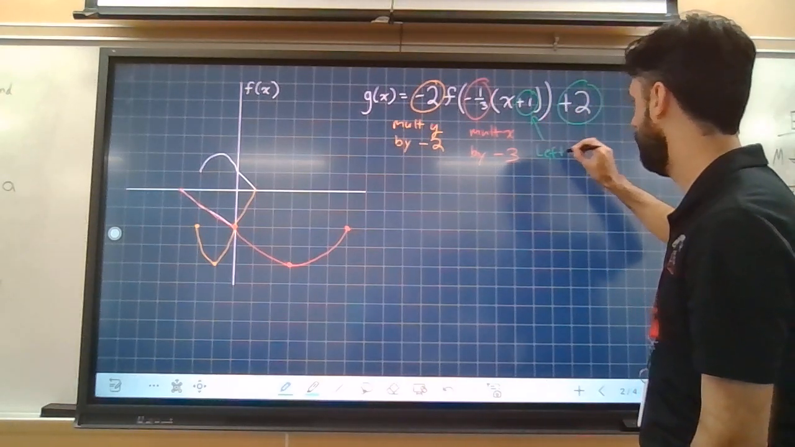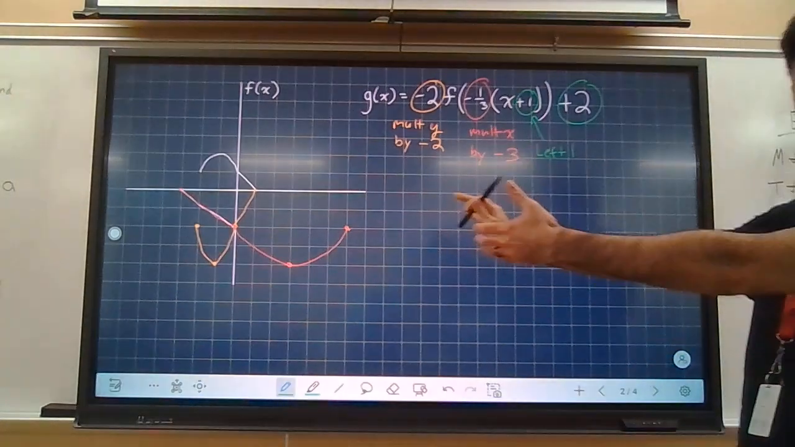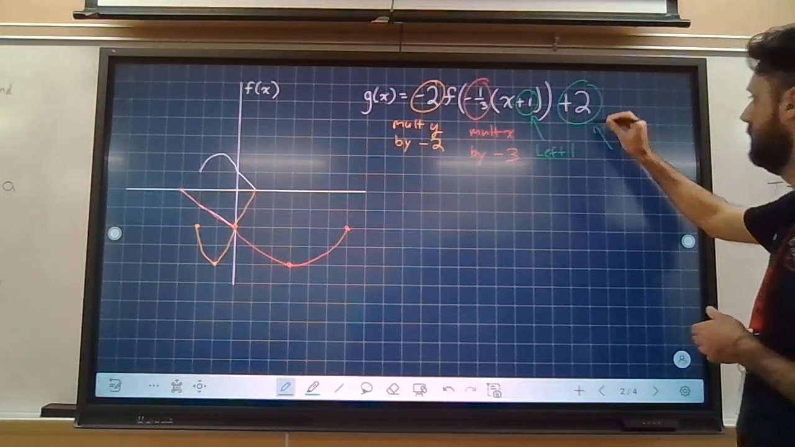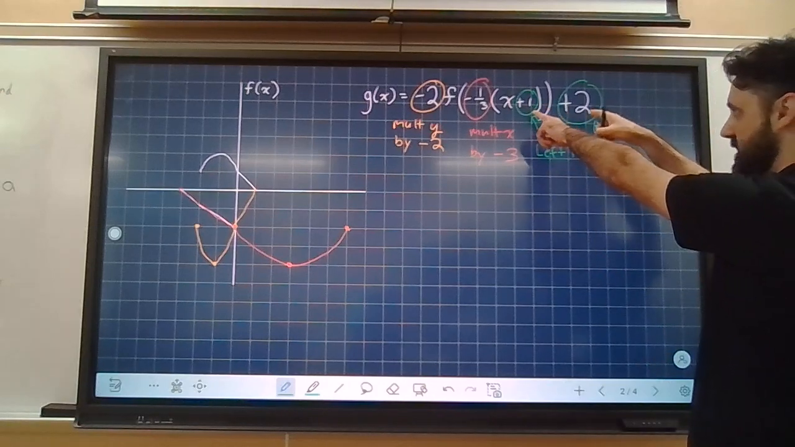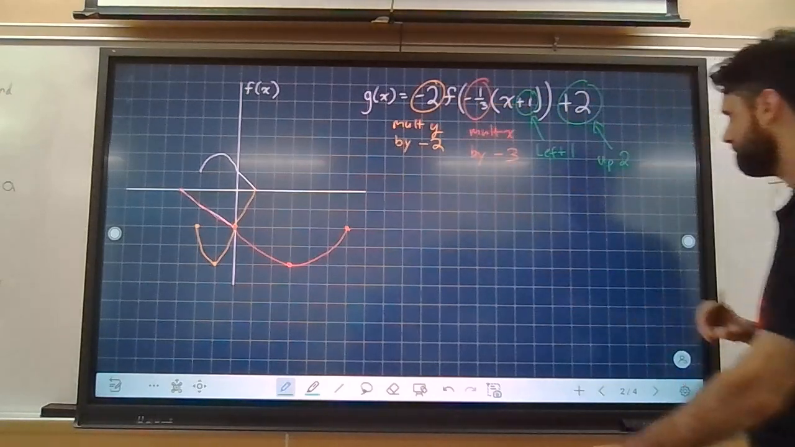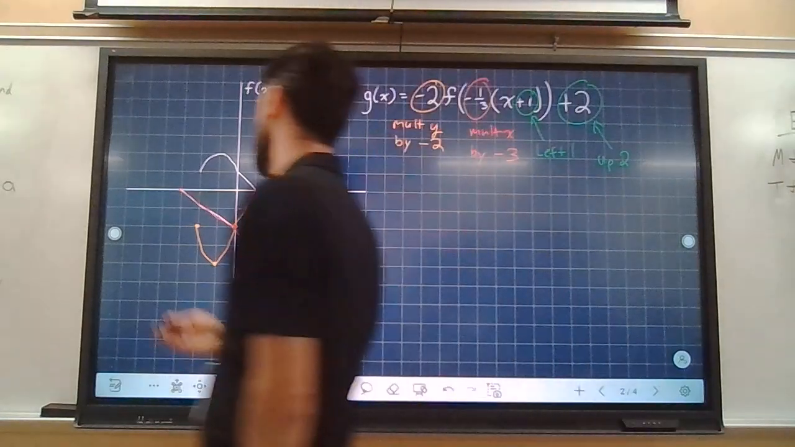Left 1 space, that's going to affect our x coordinates, move it left, and then up 2. That'll affect our y coordinates here. These are both translations, these are both dilations. Okay, left 1, up 2. I'm just going to do each point.